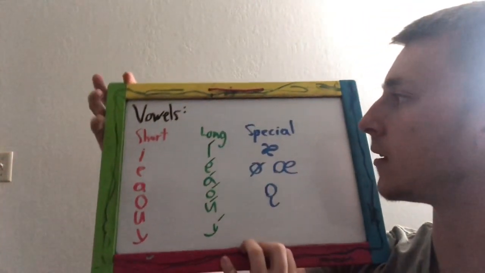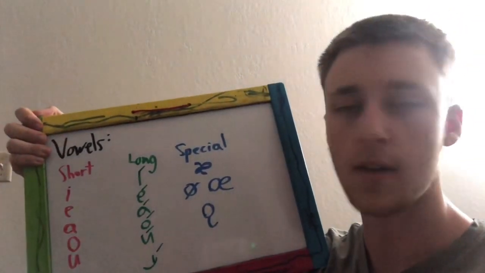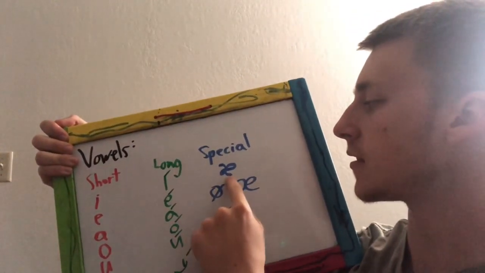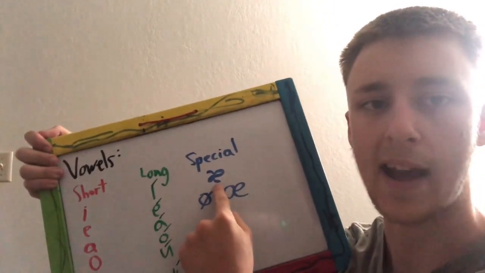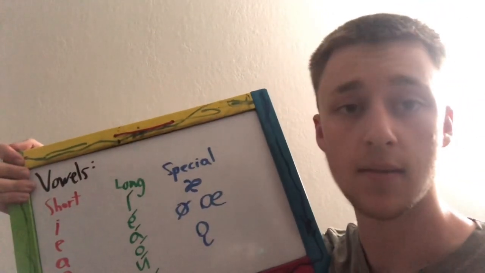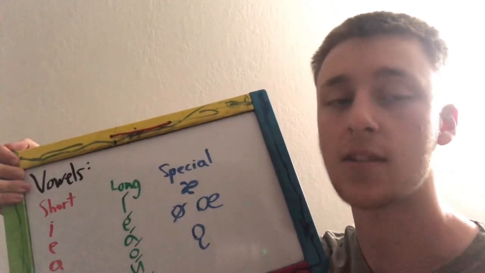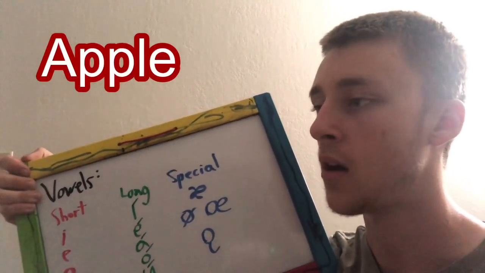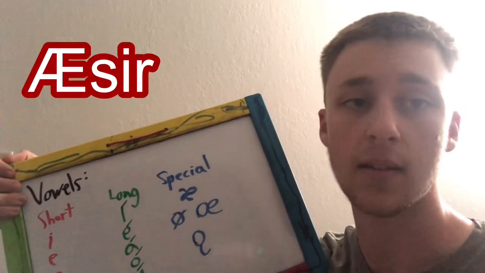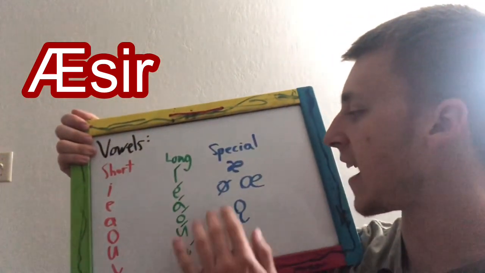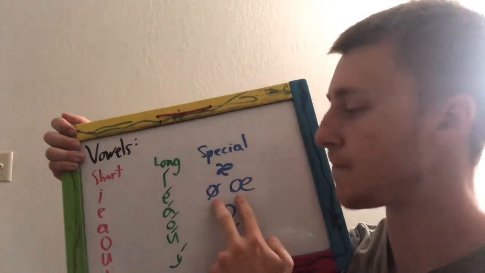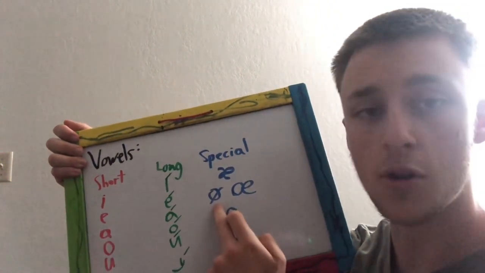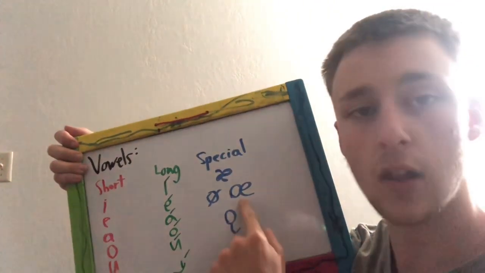Then you have special. And they're special, again, because of the way you write them, not necessarily the sound. So this is what we call ash. A-E ligature, I just call it ash. A-E makes the ah sound, like in apple, or in Aesir. That's a common word. Then we have O-slash and OE. This is just a shorter OE, and this is just a longer O-slash.